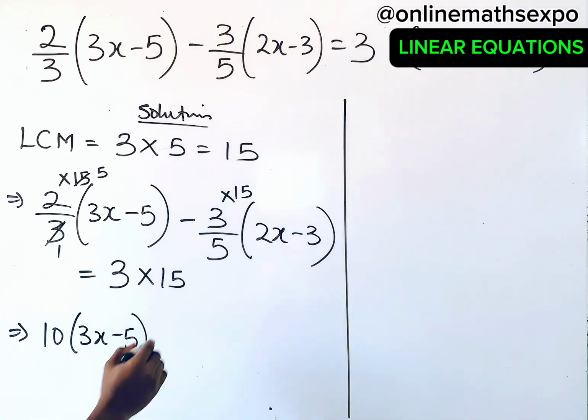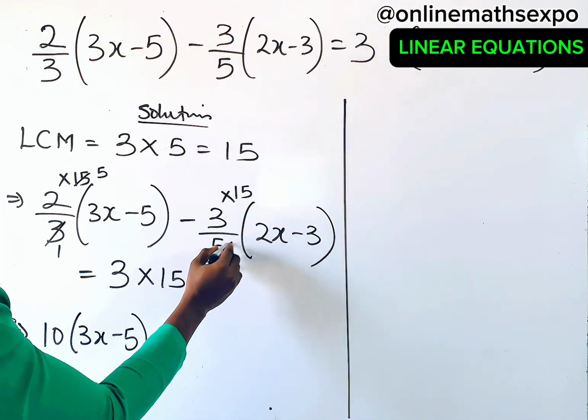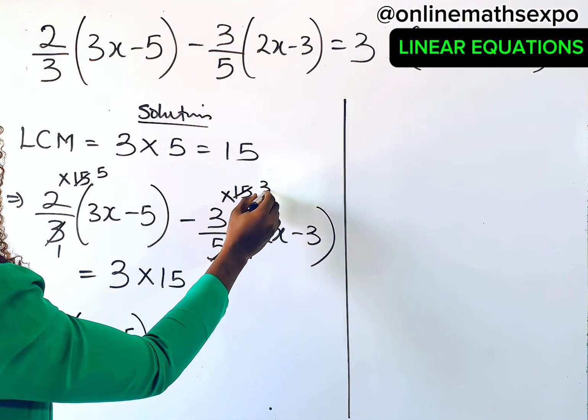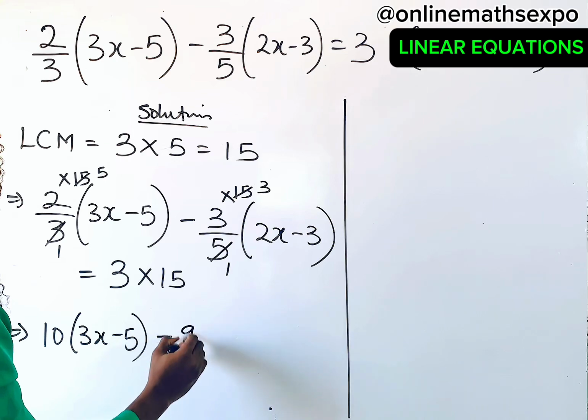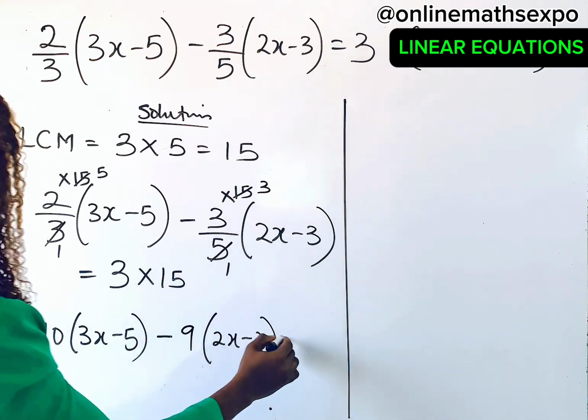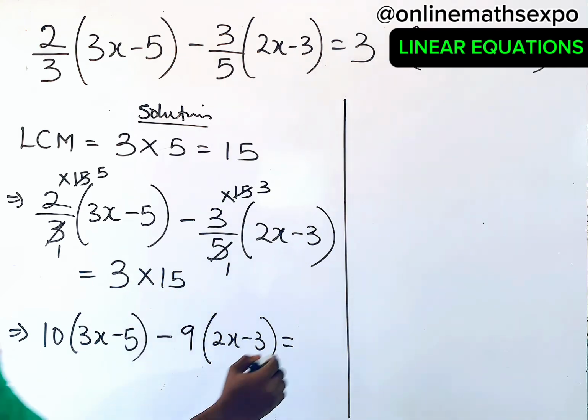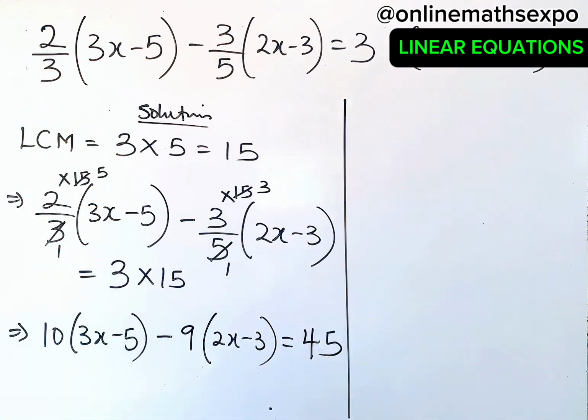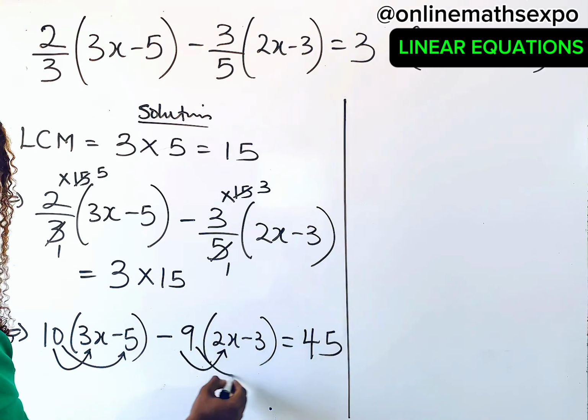So easy. Minus, do the same here. 5 here is 1, 5 here is 3. 3 times 3 will give us 9 into 2x minus 3 is equal to 3 times 15, which gives us 45. Interesting. Now what you do next is distribute these values outside the bracket inside. So watch what you have. You do the same here. Remember, this is -9, so go with it, distribute.